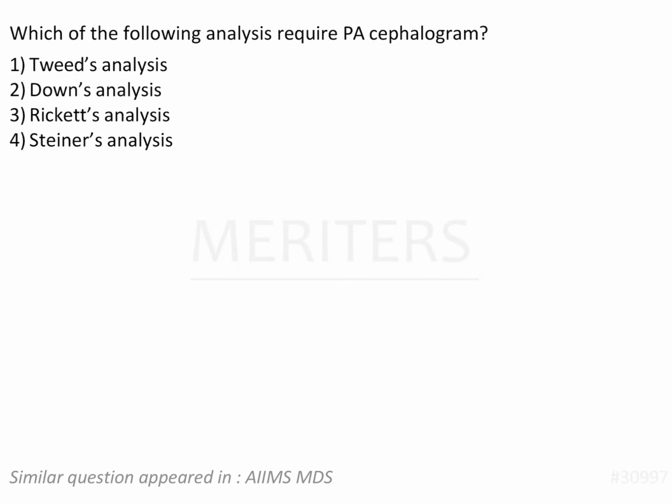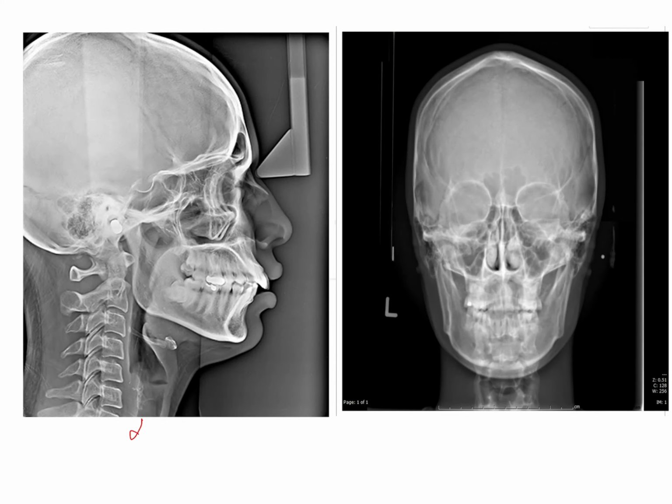Which of the following analysis requires a PA cephalogram? Now, there are two types of cephalogram that are usually carried out. Either it can be a lateral cephalogram or a PA cephalogram. So this is what a lateral cephalogram looks like. Okay. So this is from the lateral aspect.